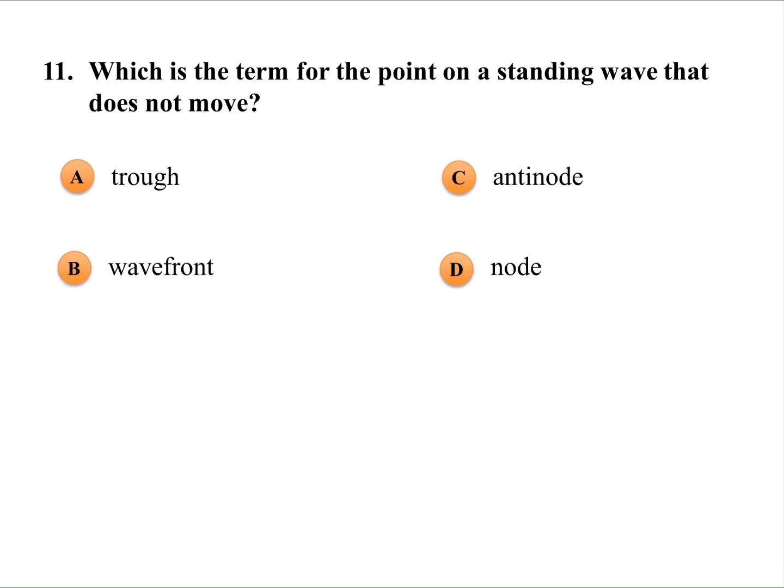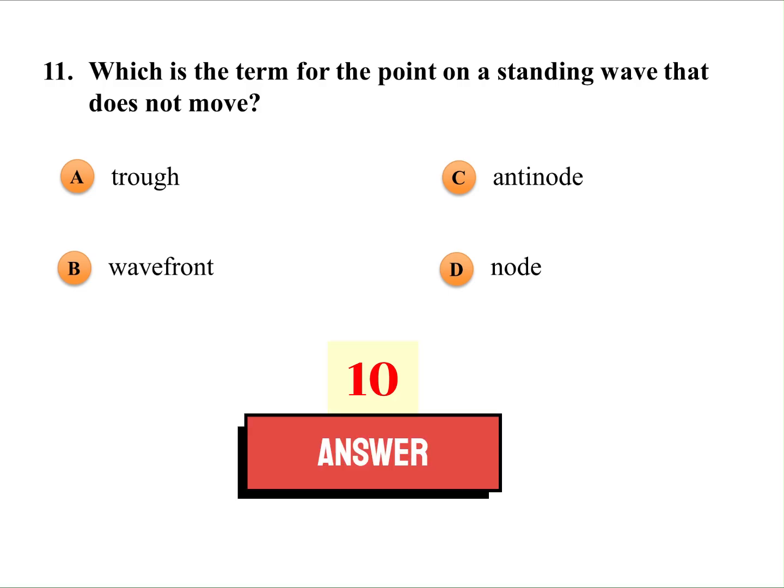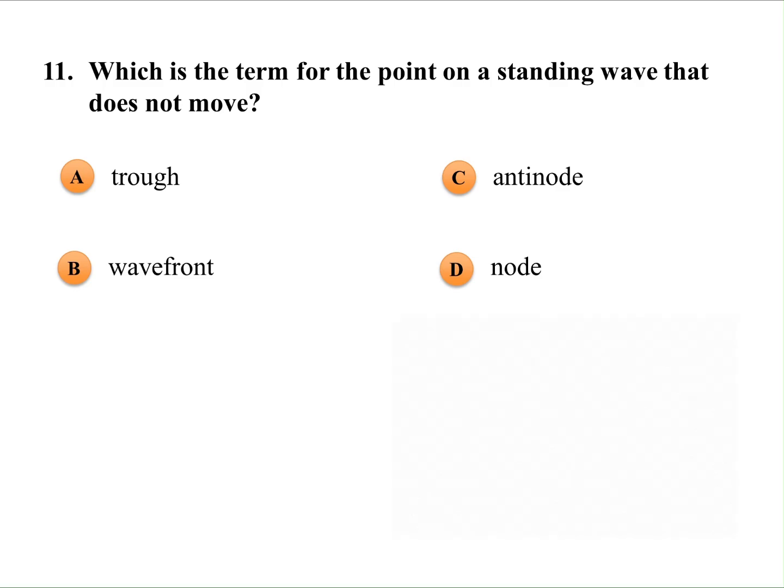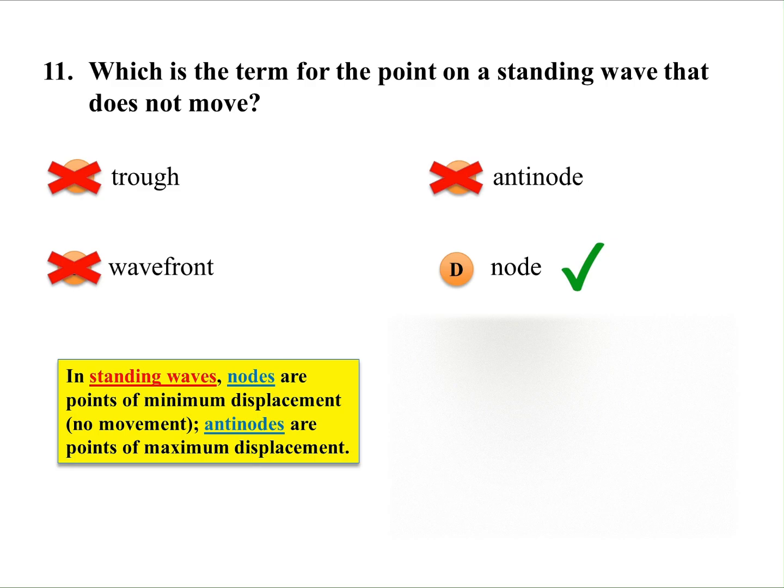Which is the term for the point on a standing wave that does not move? The correct answer is D, node. In standing waves, nodes are points of minimum displacement or no movement at all, and antinodes are the points of maximum displacement.